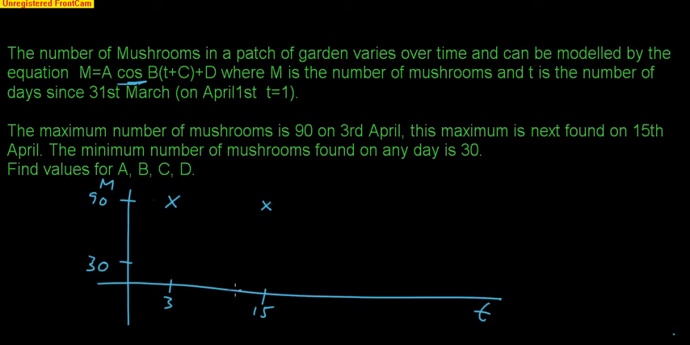I can write quite a few other things from here. Firstly, there's a minimum at 30, and the minimum, through symmetry, comes halfway between the two maximums. So if I've got a maximum at 3 and a maximum at 15, I'll have a minimum halfway between them, which is there. Now between 3 and 15 there's a gap of 12, and half of that is 6, so 6 and 3 makes 9, 9 and 6 makes 15. That's the minimum.